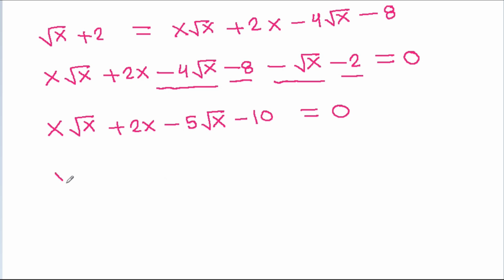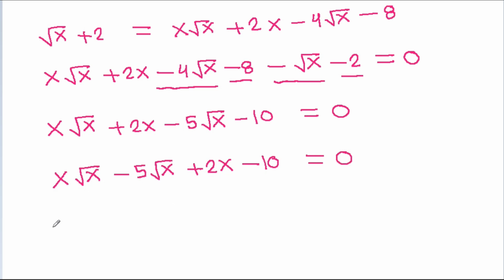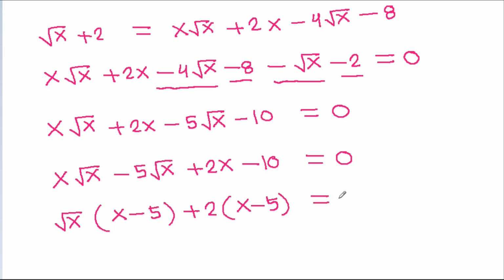And it is x√x minus 5√x plus 2x minus 10 is equal to 0. And here we can take √x common, and it is x minus 5. And here we can take 2 common, and it is x minus 5. That is equal to 0. And now we can take x minus 5 common, and it is √x plus 2, that is equal to 0.